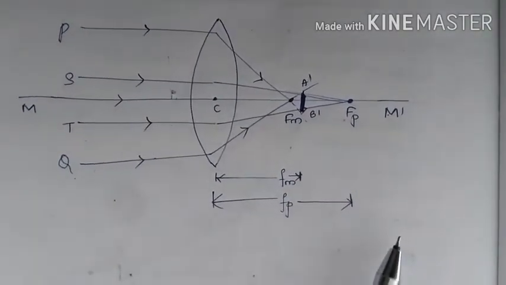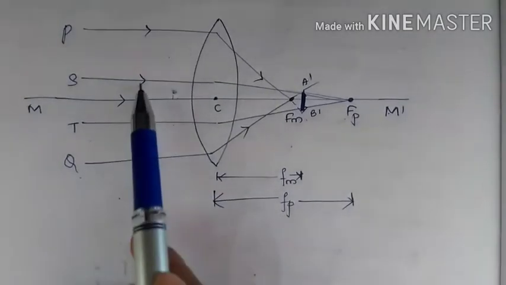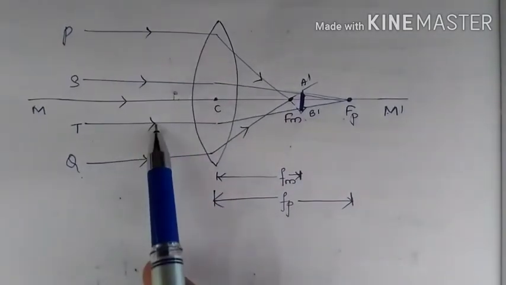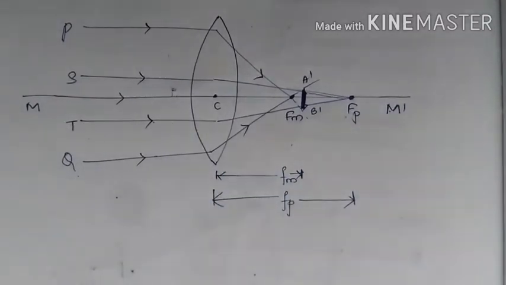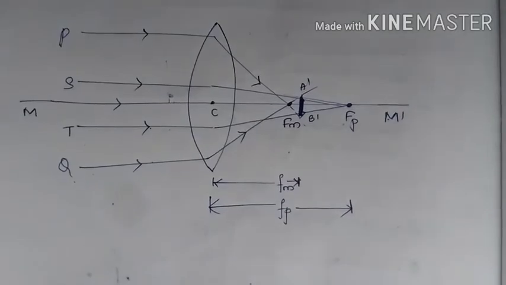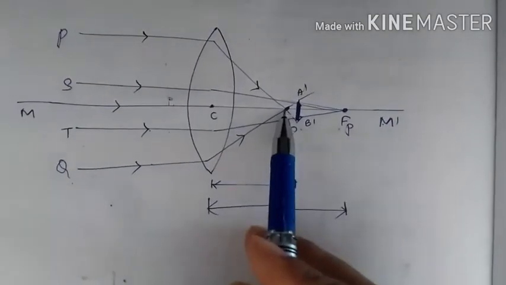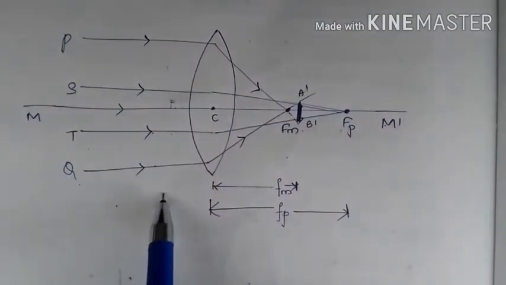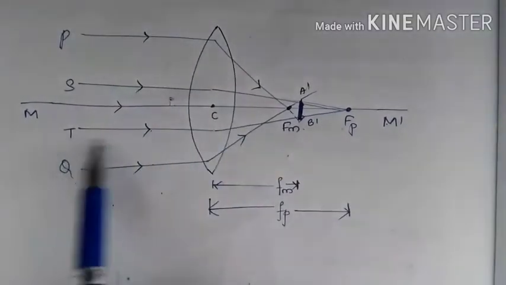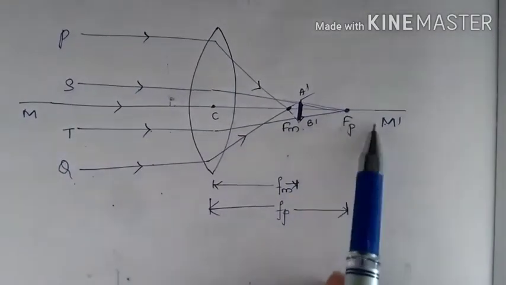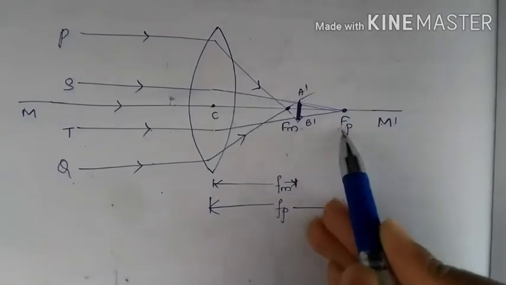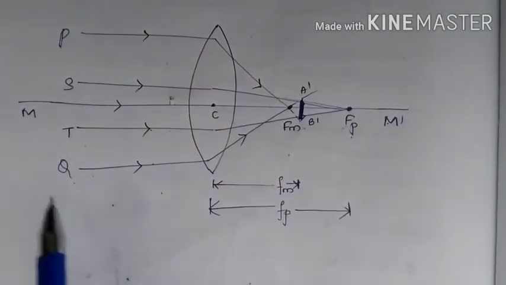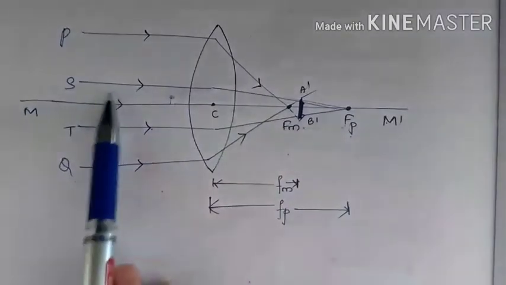Later we found that the paraxial rays form the image at a different point, or they converge at a different point in comparison to the marginal rays. So paraxial rays converge at a point FP. So FP here is the focus of paraxial rays. It is denoted by F subscript P. Now this FP is for paraxial rays.